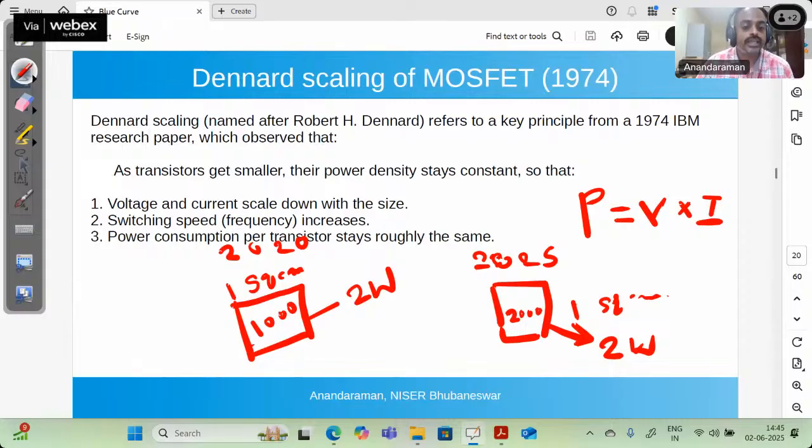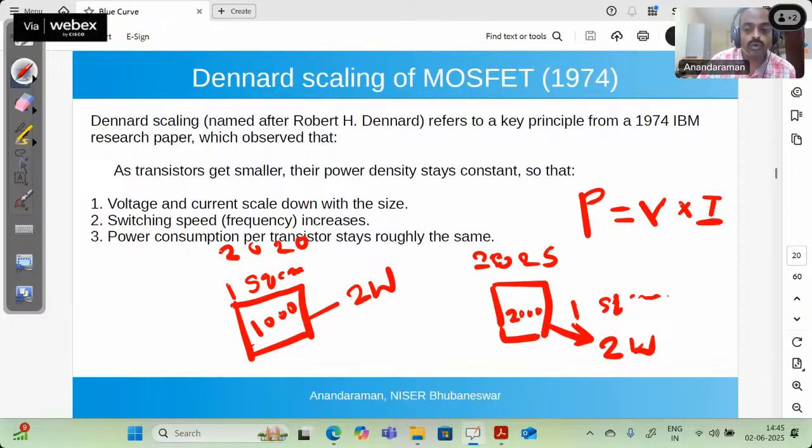So voltage and current scale down with size. Switching speed increases, which means the number of hertz increases. Power consumption per transistor stays roughly the same. 2 watt, here also 2 watt. This is called Dennard scaling, from 1974. Around 2020, this Dennard scaling also broke. This is also no more valid now.